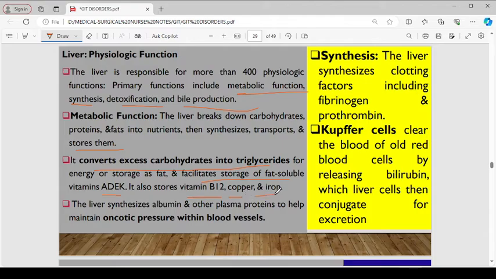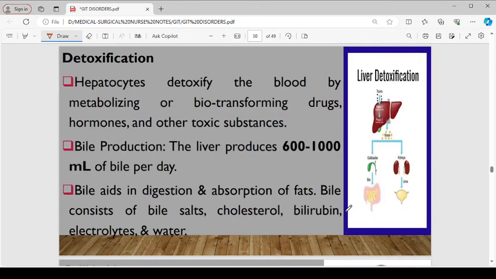The liver synthesizes albumin and other plasma proteins to help maintain oncotic pressure within blood vessels. On synthesis, the liver synthesizes clotting factors, including fibrinogen and prothrombin, which are very essential for the blood clotting process. We also have Kupffer cells, which normally clear the blood of old red blood cells, releasing bilirubin, which the liver cells then conjugate for excretion.